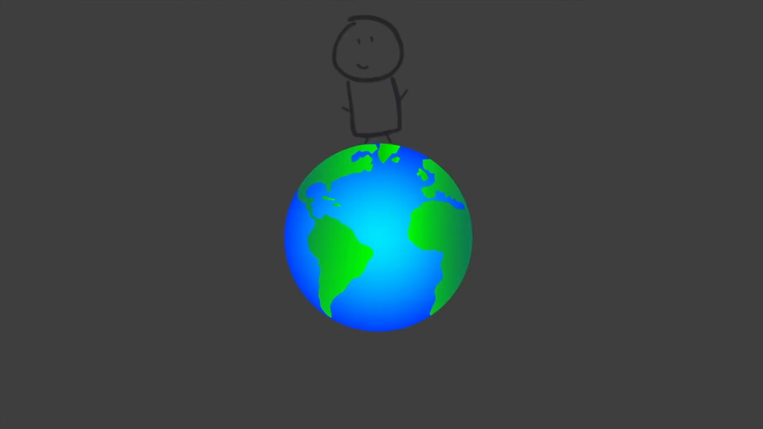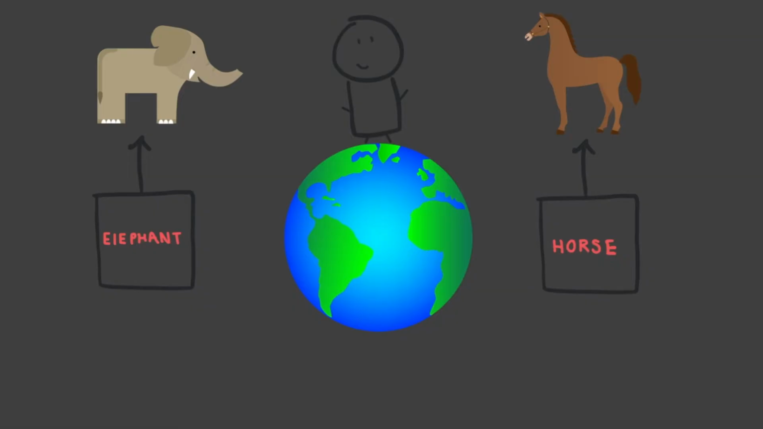Imagine you lived in a world where all the animals that existed were classified as either an elephant or a horse based on their characteristics or properties. And these animals are relatively easy to classify.